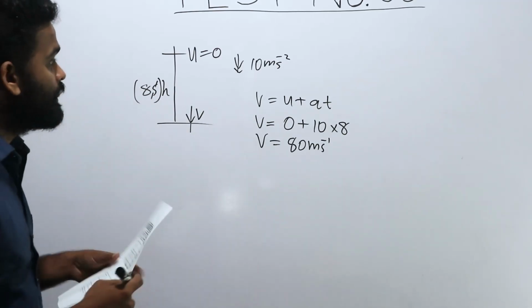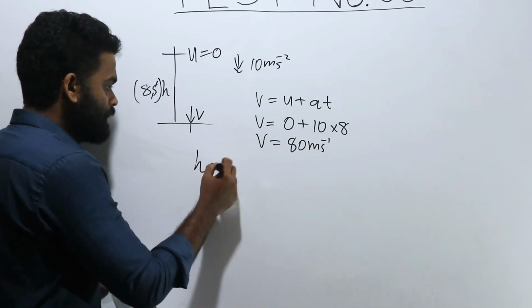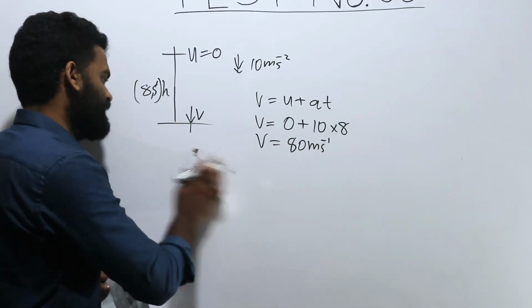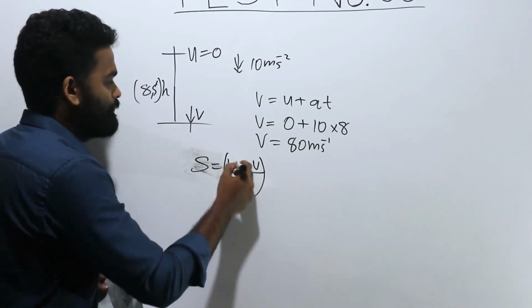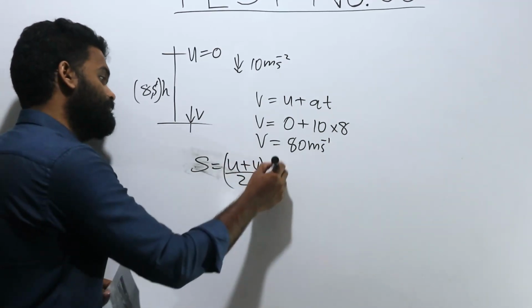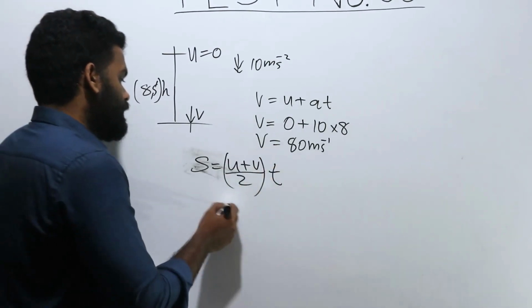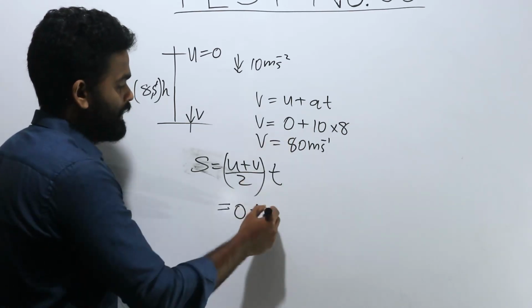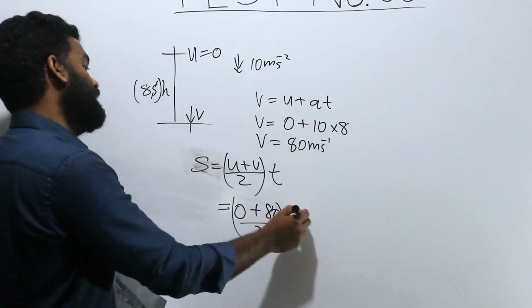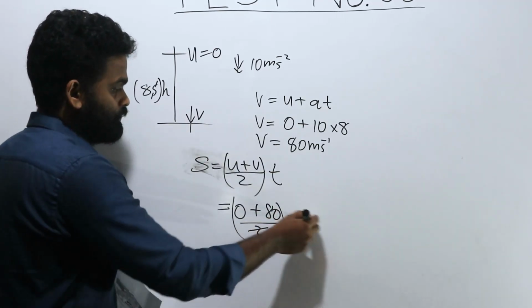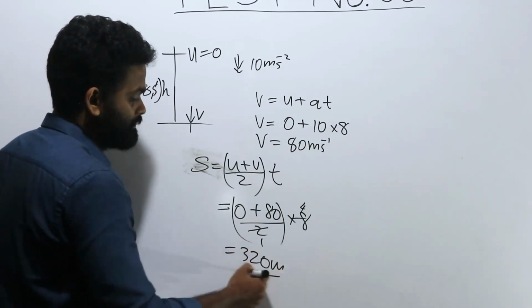Then I need to find the height. I'll just use this equation. It is a bit easy to use since you know the initial and final velocities and the time it took. Initial velocity 0, final velocity 80, divided by 2, times the time taken, which is 8 seconds. So 4 times 80, that should be 320 meters.